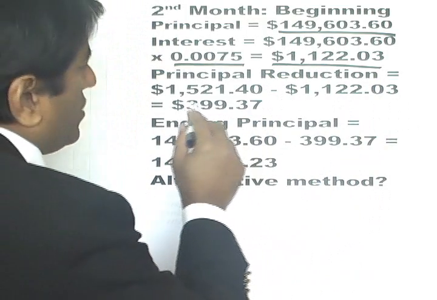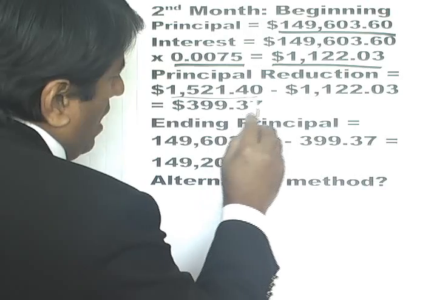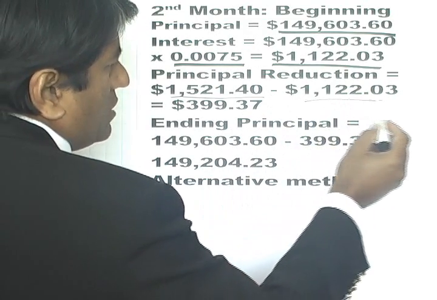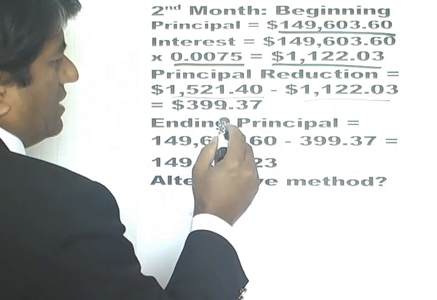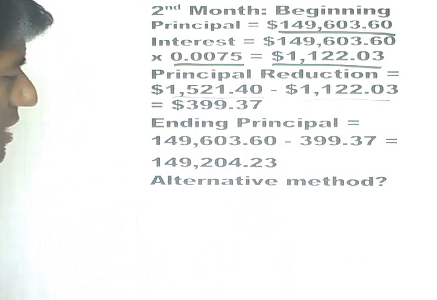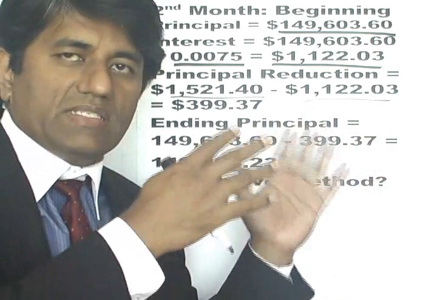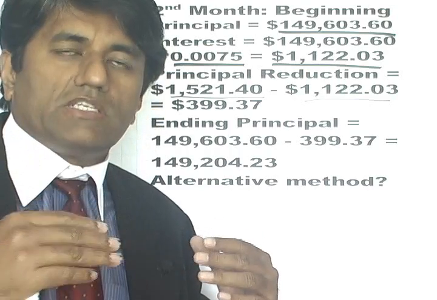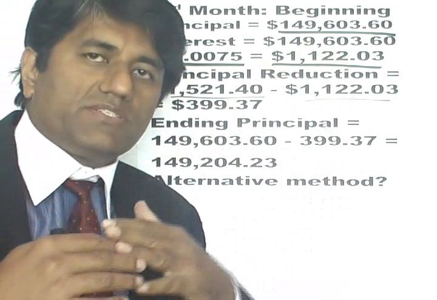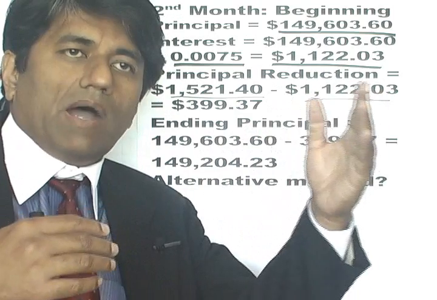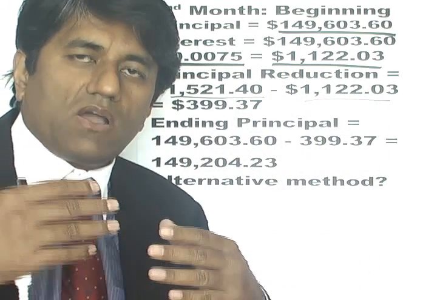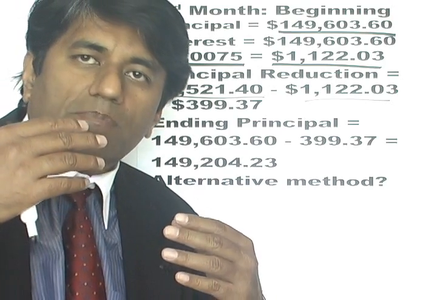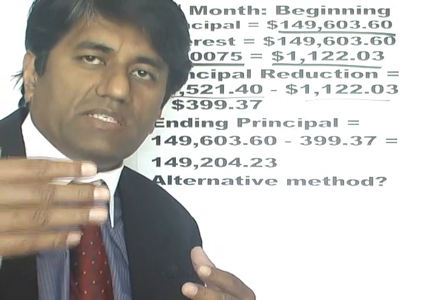The principal reduction is going to be the amount paid minus the interest payment, and that equals $399.37. So what you're seeing with these kinds of amortized loans is that with time, the amount of interest is falling because the principal is reducing. And when the amount of interest falls, because the payments are constant, it means that the principal reduction keeps increasing as we move forward.